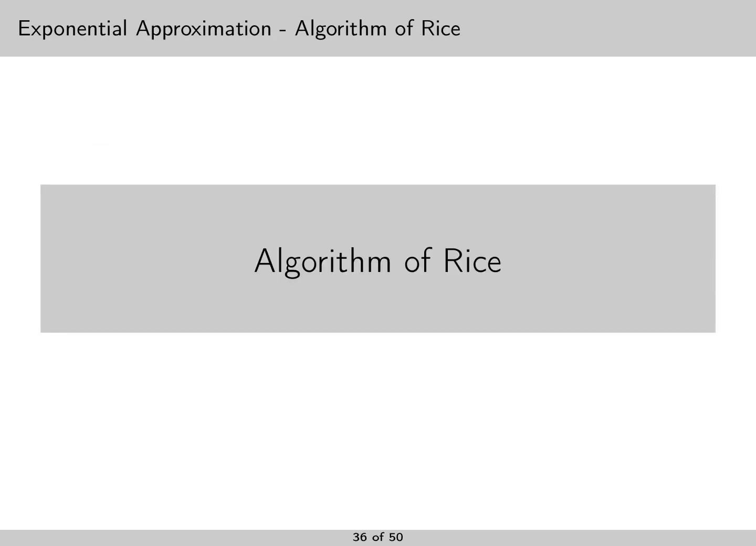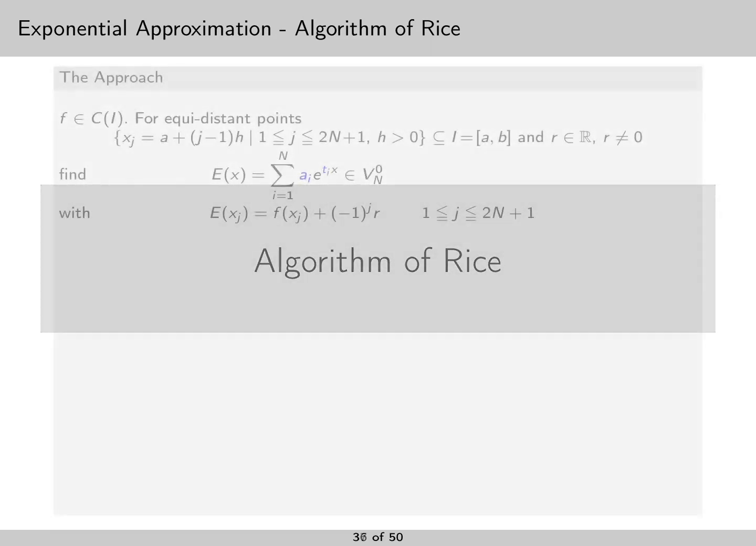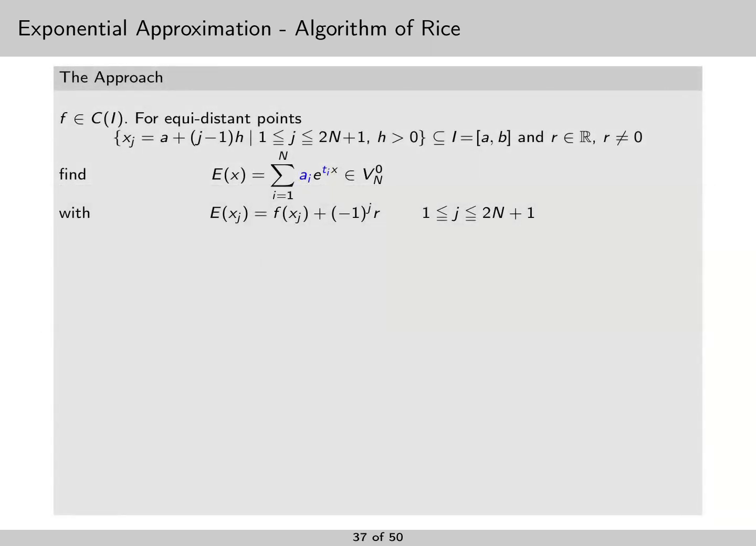Next is the algorithm of Rice. Rice tries to find an exponential sum e of V sub n0 such that at 2n plus 1 equidistant points of interval I, the error function f minus e has a non-zero value r, the sign of which is alternating at these points. If the error function is close to an alternate of length 2n plus 1, you can hope that e is a sufficiently good approximation of f.